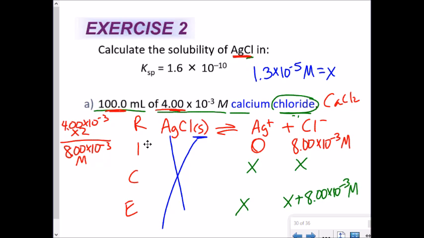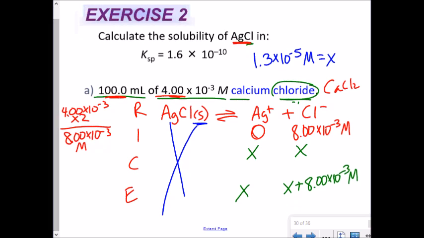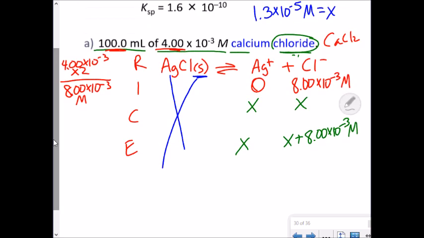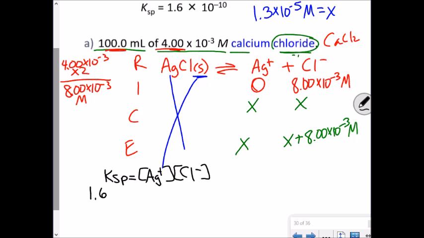So we do our Ksp, and this is where it's going to get confusing, so try to stick with the math. Let's write out Ksp. Ksp would be the silver times the chloride. So this is going to be 1.6 times 10 to the minus 10 equals x times (x plus 8.00 times 10 to the minus 3).